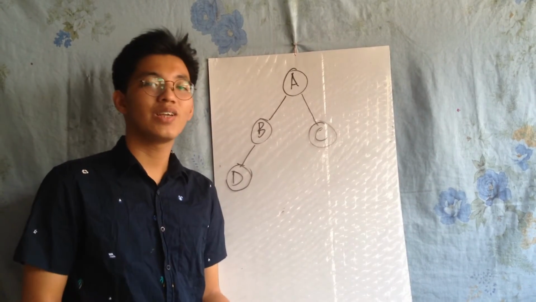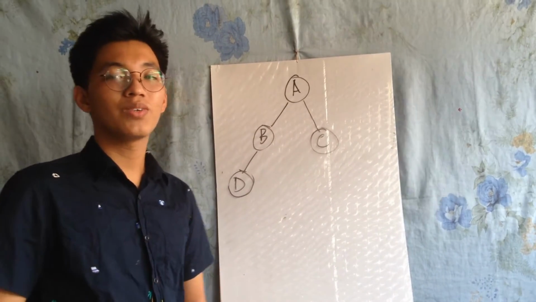So for now guys, i-explain ko naman kung ano yung part ng binary tree. So first one is the root.